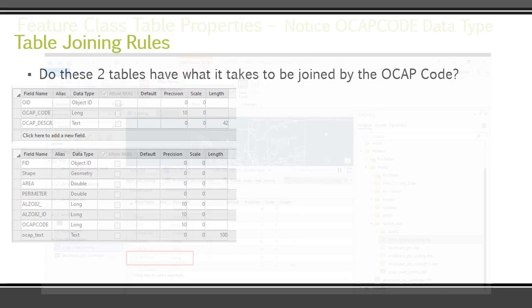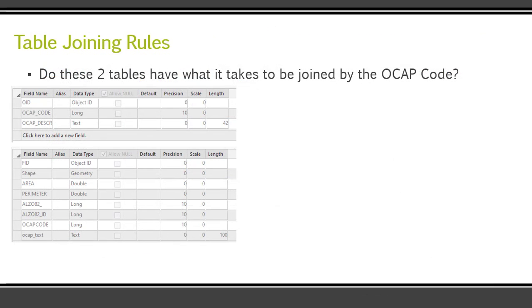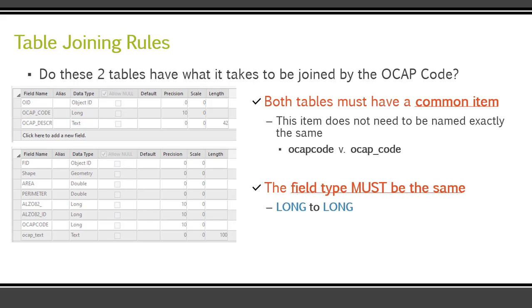So let's evaluate both of these tables to see if they have what it takes to potentially be joined by that OCAP code, making the assumption that there's information in those two tables under that field that are similar. Well, do both of our tables have a common item? Keeping in mind it doesn't have to be spelled exactly the same. And are both of our fields the same type? And indeed, yes, they both do have a common item. And yes, that common item is the same field type. They are both longs. So we know we could set up a table join to connect up these two tables.